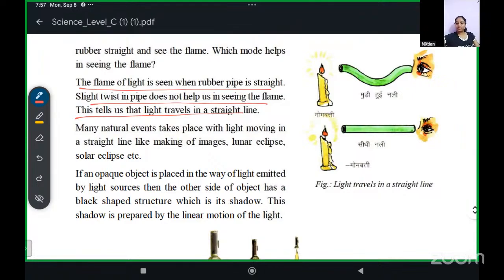If I twist the pipe, you're not able to see the flame. If you keep the pipe straight, you're able to see the flame because light travels in a straight line. Many natural events take place with light moving in a straight line, like making of images, lunar eclipse, solar eclipse, etc. These are the events where light moves in a straight line.